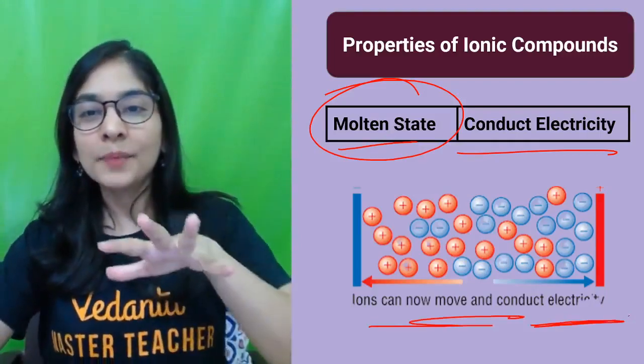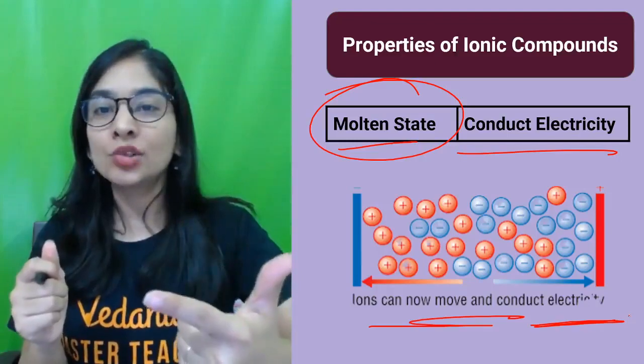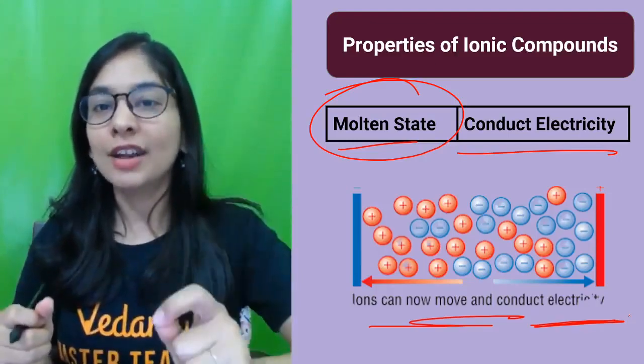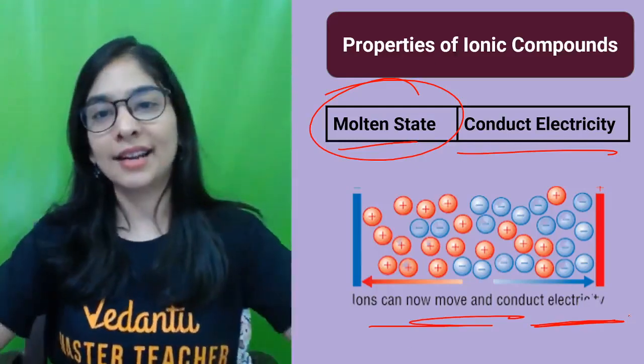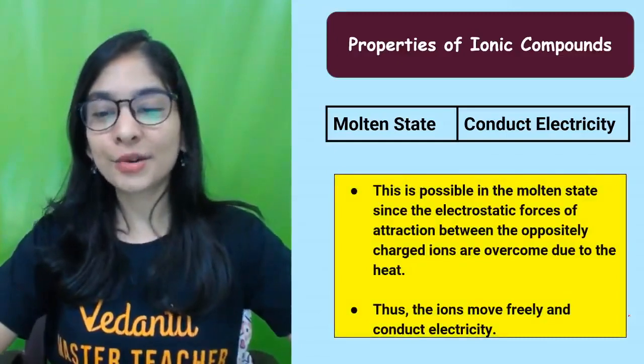So what's the summary of it? In the molten state as well as the aqueous solution state, they can definitely conduct electricity, but in the solid state, they can never conduct electricity. Is that difficult? Not at all, right? I hope you understood it properly.